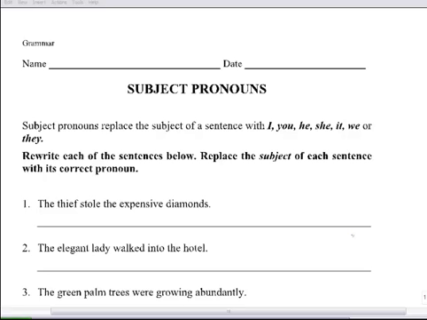So you can see below, for example, number 1 says, the thief stole the expensive diamonds. What's the subject of this sentence? The thief. So to replace the thief with a subject pronoun, is the thief I, you, he, she, it, we, or they? Right, it's either he or it's she. So we're going to learn how to do this in Spanish.